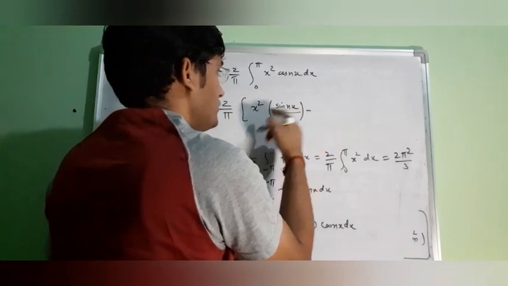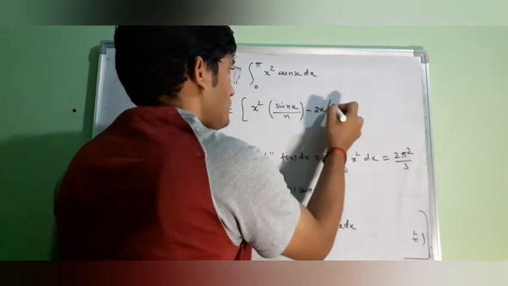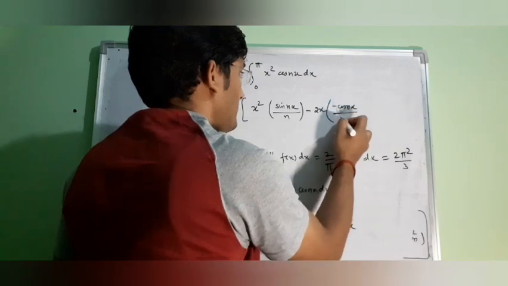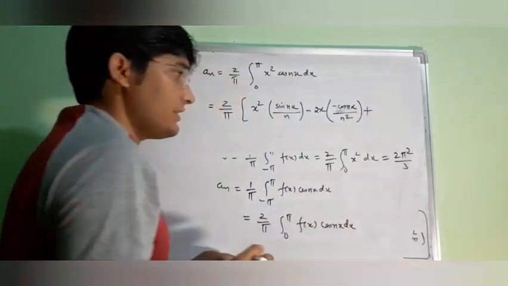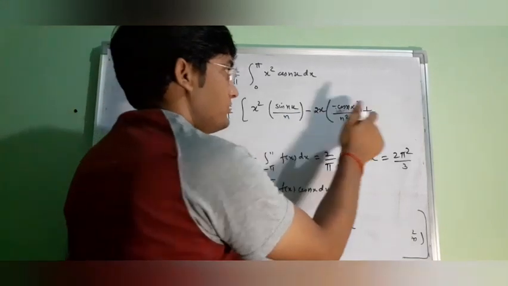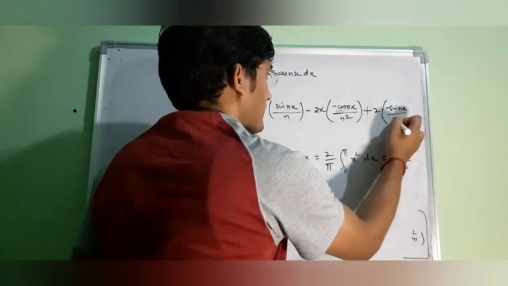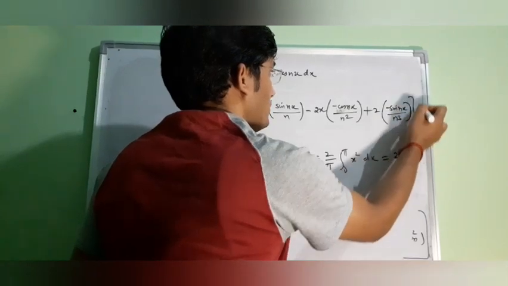Then differentiation of x square is 2x. Integration of sin nx will be minus cos nx upon n square. Then we have a plus sign. Then the differentiation of 2x will be 2, and the integration of cos nx will be sin nx upon n, so this will be n cube. And the limits are from 0 to pi.